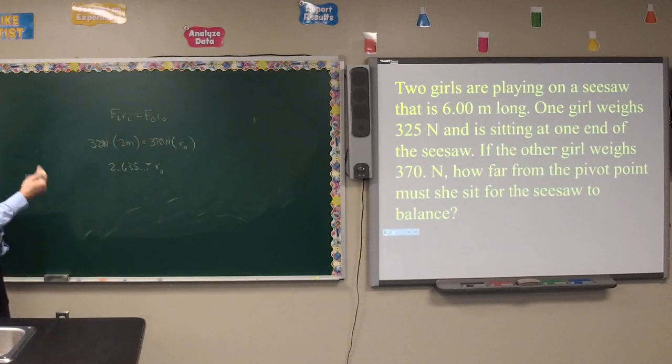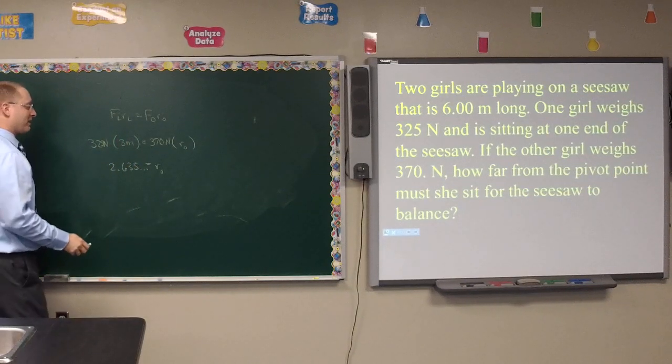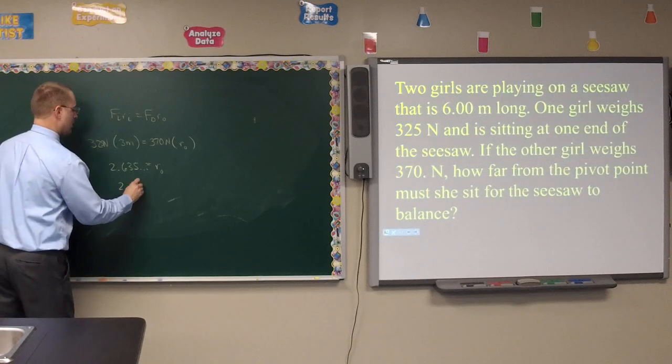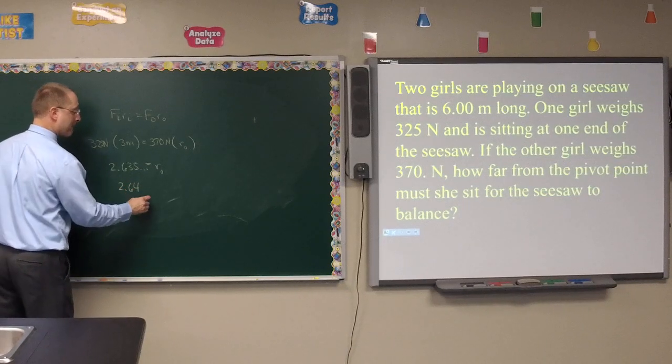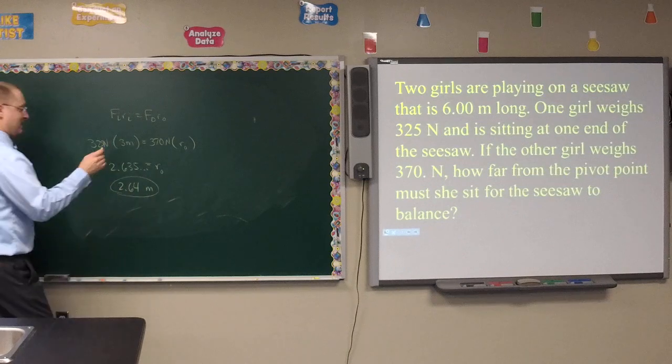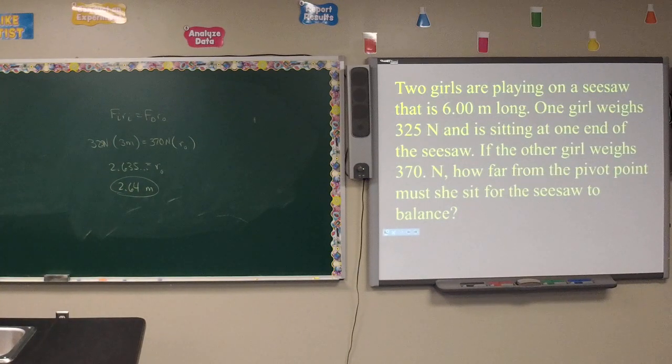2.635. So when we round off to 3 sig figs, we get 2.64 meters. So again, she doesn't have to slide that far forward, just about a third of a meter forward, 0.36 meters forward. So not far at all, a little more than a foot forward. All right, questions on this one?